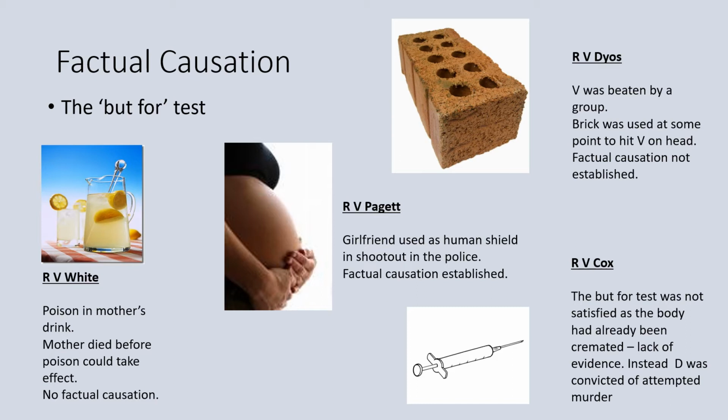There was no factual causation, so not guilty of murder because she was already dead. In Pagett, again, a classic illustration, the girlfriend was used as a human shield in the shootout with the police. In this case, factual causation was established, so before him holding his girlfriend as a human shield, she would not have died. Now in Dyos, it was not established, because the victim was beaten by a group, and a brick was used at some point to hit the victim on the head, but two things can't be proven: whether that was the blow that killed him, and also whether Dyos himself used the brick. And so therefore factual causation couldn't be established evidentially, and he could not be guilty of murder.